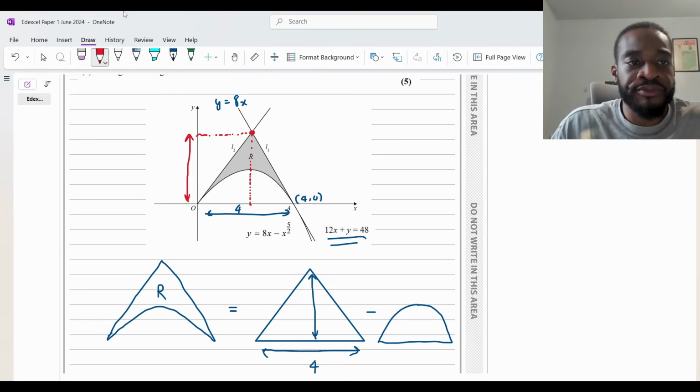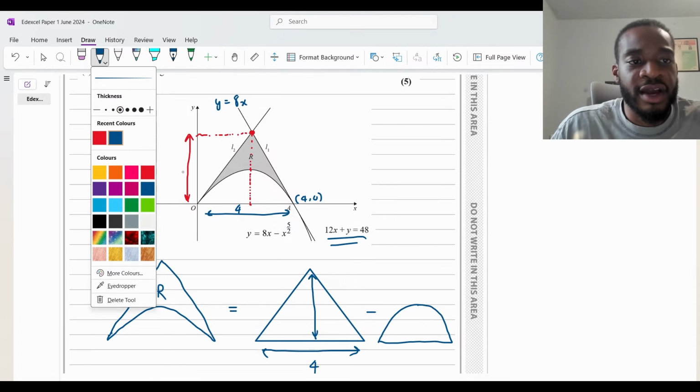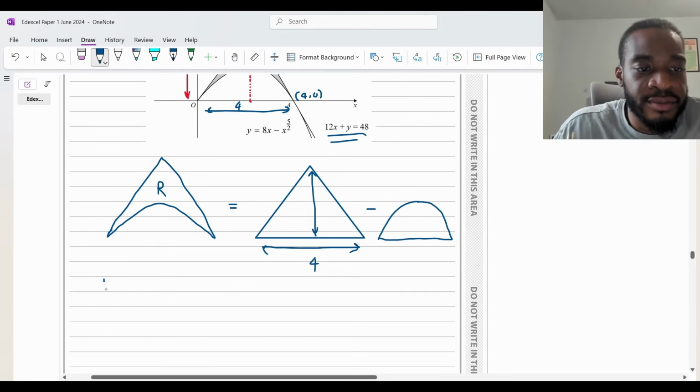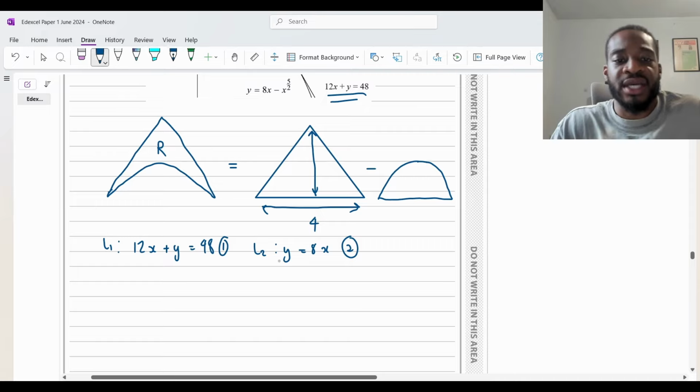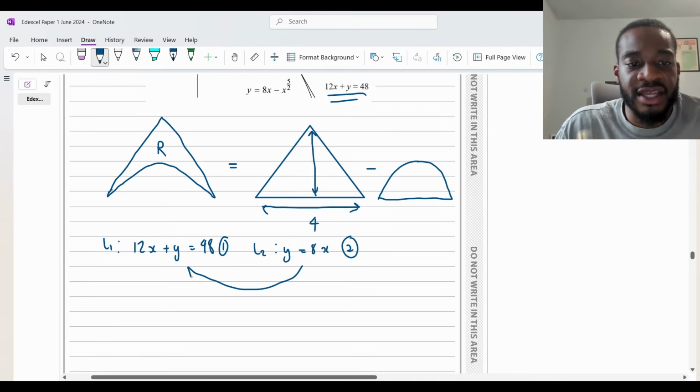L2 and L1 we know. So let's write them here. So we know that L1 is 12x plus y equals 48. Let me put a colon here. Like that. L2 is y equals 8x. We need to solve these simultaneously, don't we? We could do this any way we like. y equals 8x is probably best to just sub that in there, isn't it?